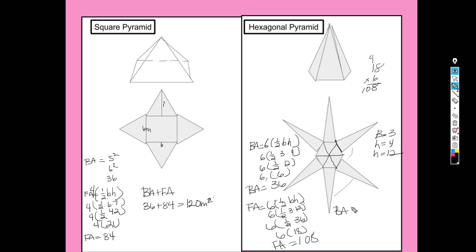So we have base area plus face area, 36 plus 108, is going to give me 144. And once again, let's say that these are meters. And meters. All right, squared.